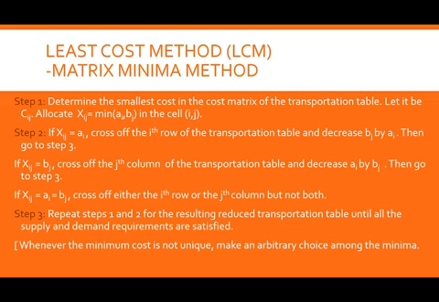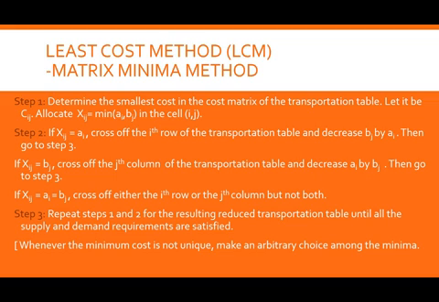Second step: once you have done the allocation for Xij, if Xij is equal to Ai, that is, if your minimum was the supply, then cross off the ith row and decrease the jth column by Ai. That row will get removed, and in the column the demand value has to be adjusted by subtracting however much you have satisfied. Then we go to step 3.